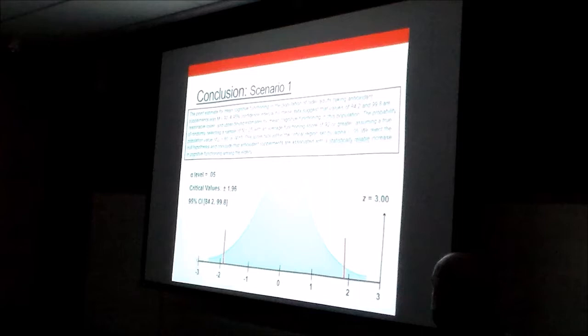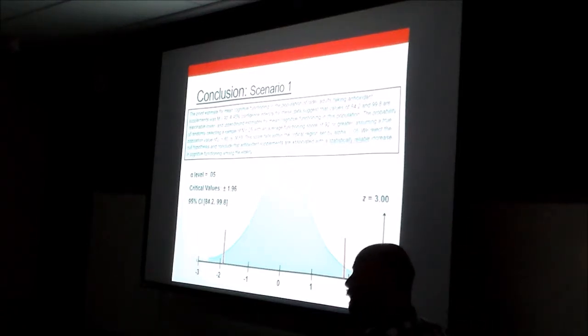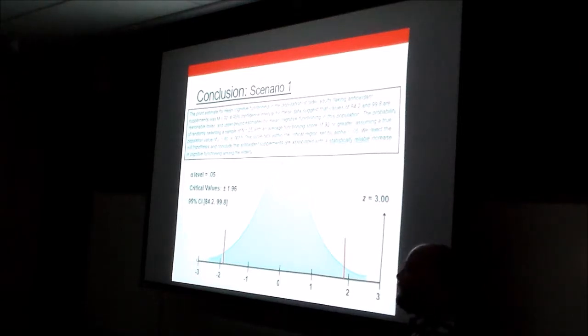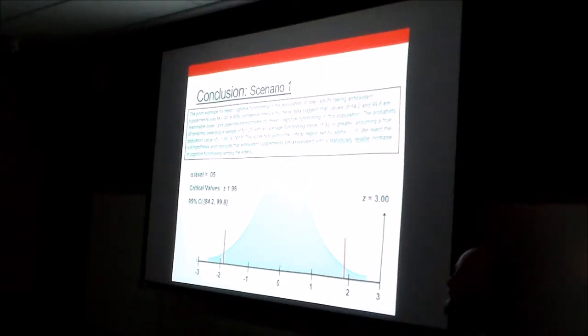Z score falls within the critical region set by alpha 0.05. We reject the null hypothesis. Conclude that antioxidant supplements are associated with a statistically reliable increase in cognitive functioning among adults. Right? Based on the data that we've collected, our population value doesn't fall within the bounds of our confidence interval. Our statistical test gives us a probability estimate that's way out there, right? And so we pull this together and say that, based on these data, we're making the conclusion that it looks like supplement use has some type of impact.